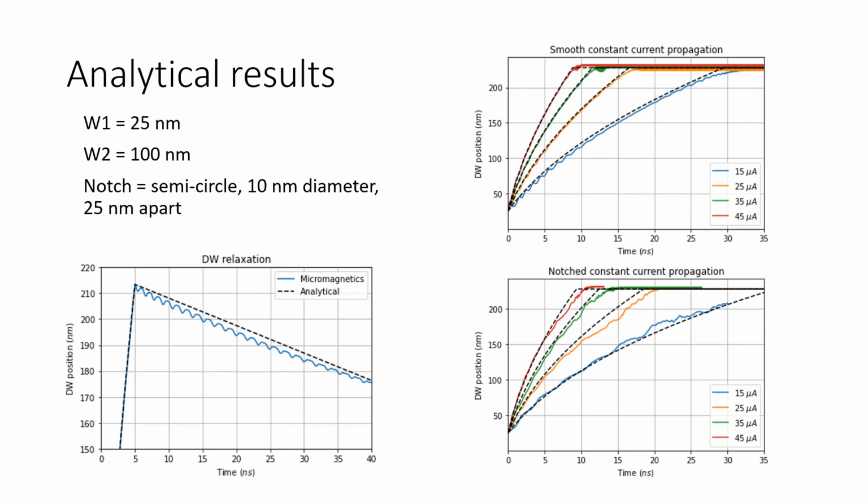By using a 1D model, here are my fitting results to micromagnetic simulation. As you can see on the left here, the domain wall relaxation for a smooth synapse is quite good, so the fit is quite good. On the top right, for the smooth constant current propagation, you can also see the fit is quite good. You can see the nonlinear behavior for the smooth synapse. But the notched constant current propagation was not as good of a fit, so evidently we need to improve our approach for the notch. Instead of having some effective field, it could have some more local effects instead of just a global effective field.